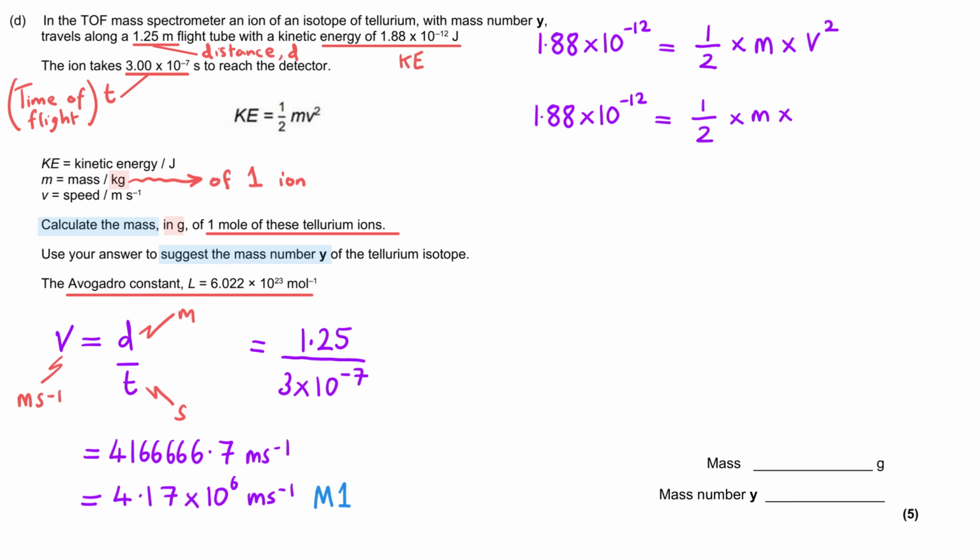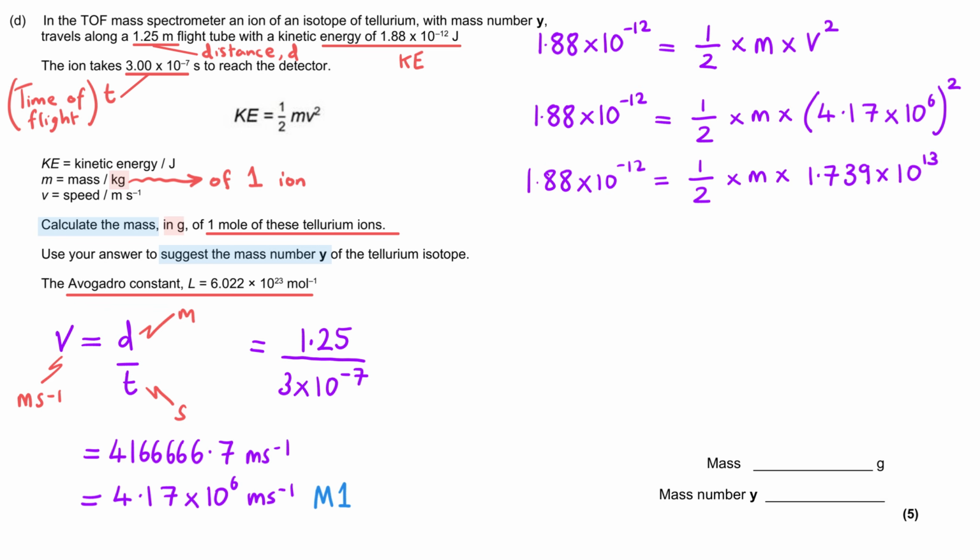Now we can return to our kinetic energy equation and substitute this value in. And so we have 1.88 times 10 to the minus 12 equals a half times by m times by 4.17 times 10 to the 6 squared. This value, when we square it, is 1.739 times 10 to the 13. So we can now rearrange this equation and find out what m is.